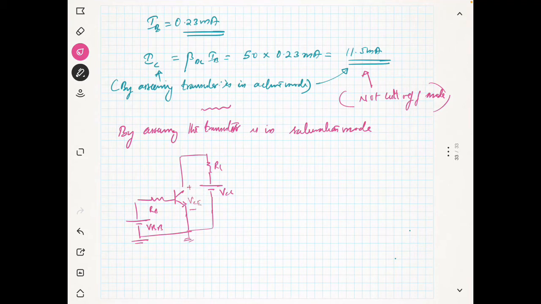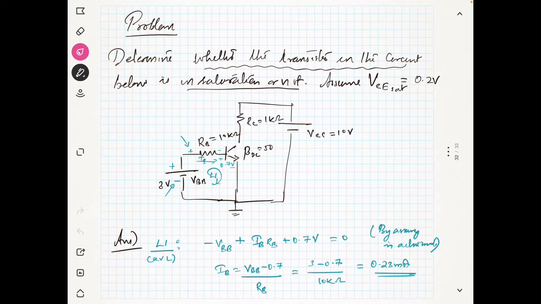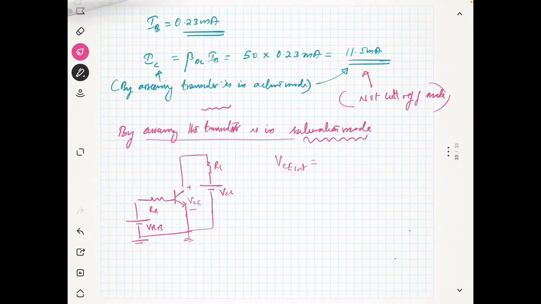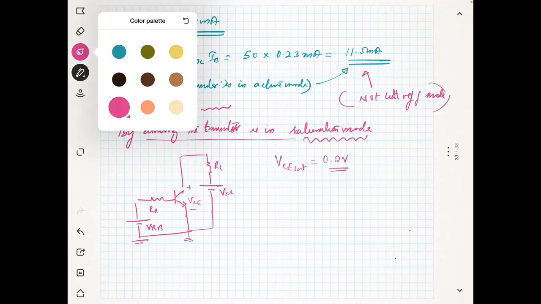Now we will see this voltage is VCE, and assuming the transistor is in saturation mode, VCE sat is given in the question. You can see here VCE sat is given as 0.2 volt, okay. So if the transistor is in saturation, the voltage across the collector and the emitter, that means VCE, is 0.2 volt.